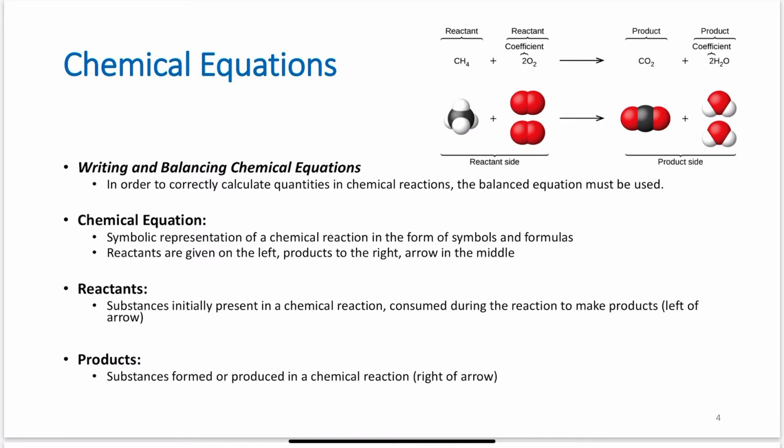What's in your reactants is equal to what's in your products. Law of conservation of mass: I cannot create nor destroy matter. So, in order to correctly calculate the quantities in chemical reactions, we have to balance this equation. We must use balanced equations to properly represent what we want or what we have.